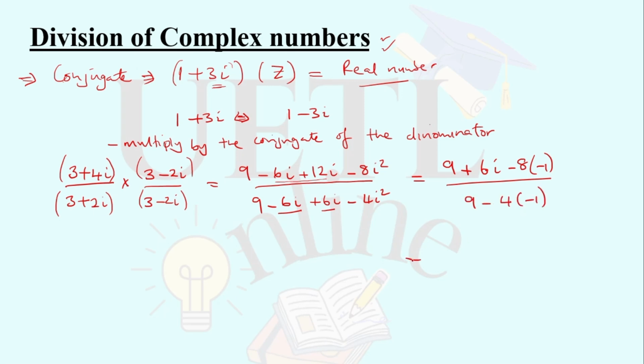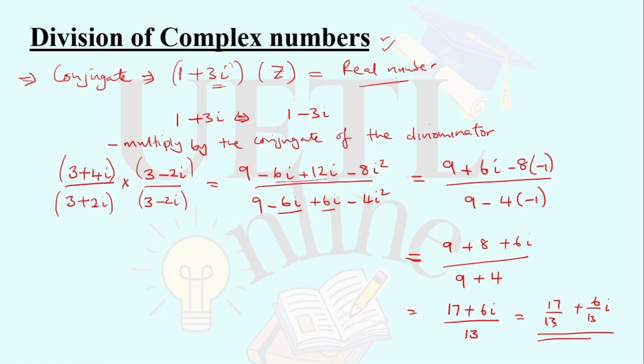Now you can see that here we have 9, and here is going to come plus 8 plus 6i. Then at the denominator, we're going to get 9, and here it's going to come plus 4. So we can simply say our answer is 9 plus 8, which gives us 17 plus 6i. Then 9 plus 4 is going to give us 13. So our answer becomes 17 over 13 plus 6 over 13 i. This is our answer as a complex number.